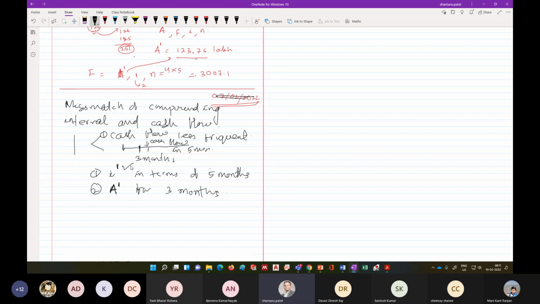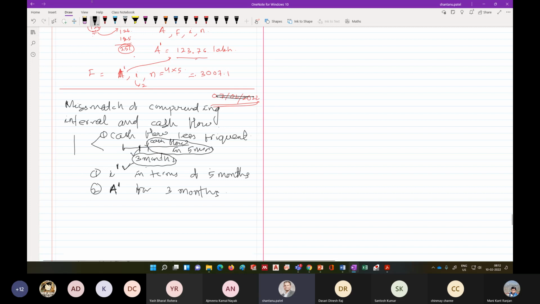So either you find the effective interest rate for 5 months, because the 3 month interest rate is given. You can calculate your effective interest rate, and then your cash flow and your compounding will match, and then you calculate your different values. Or you calculate that if the cash flow is in 5 months, what is the equivalent cash flow in 3 months, and then again your cash flow and your compounding are matching, so you can calculate your terms like P, F and other things.